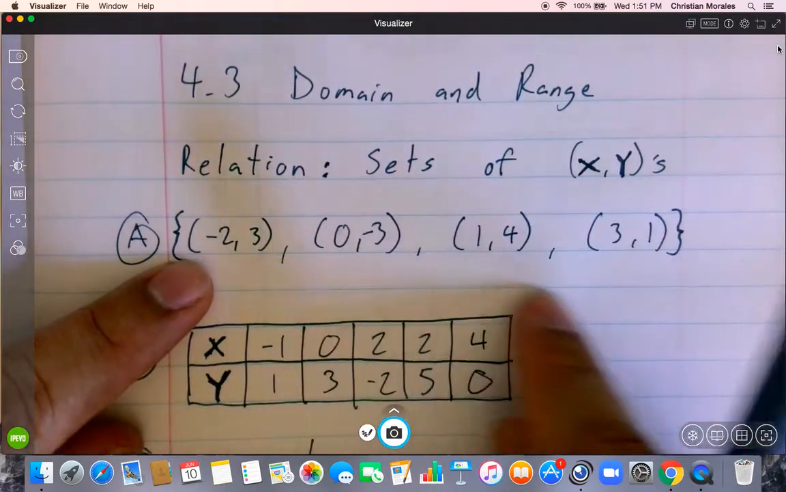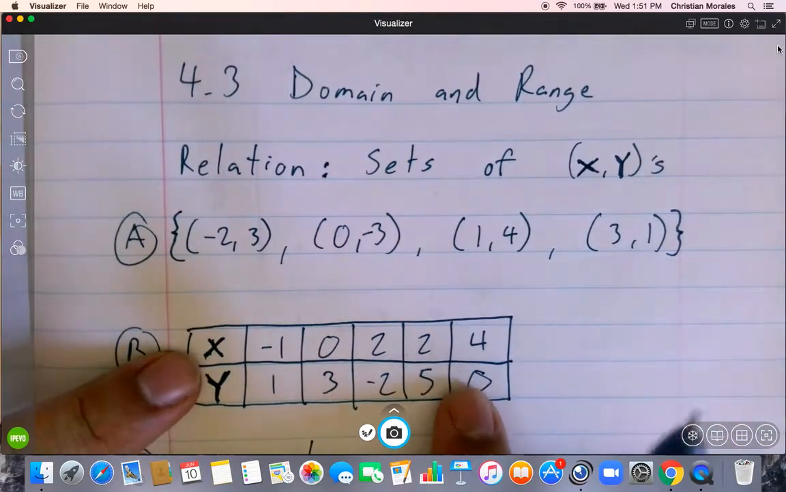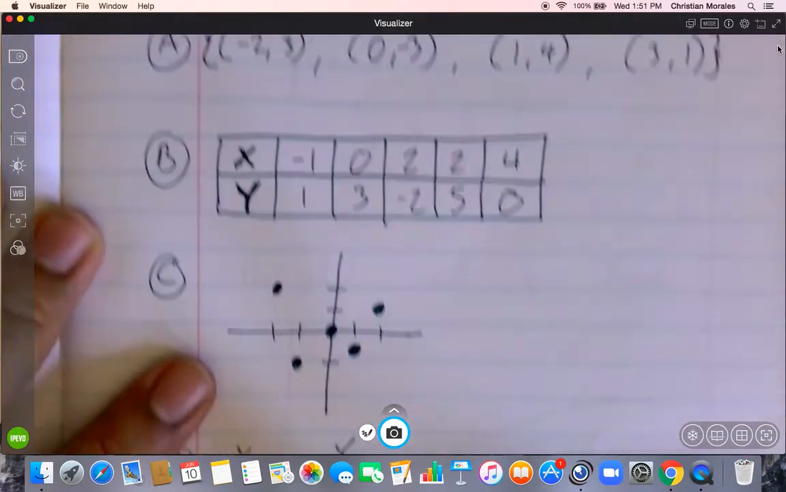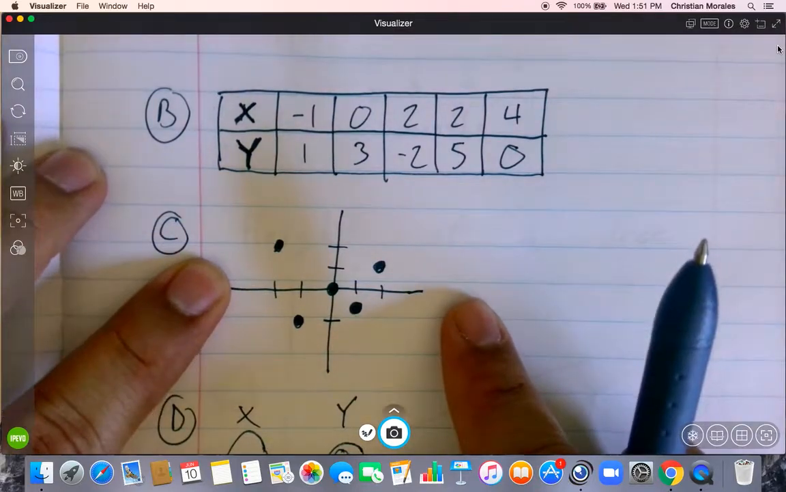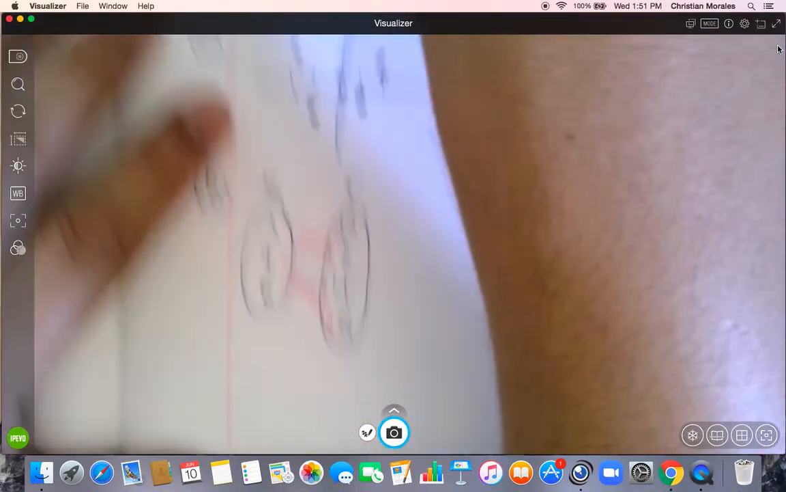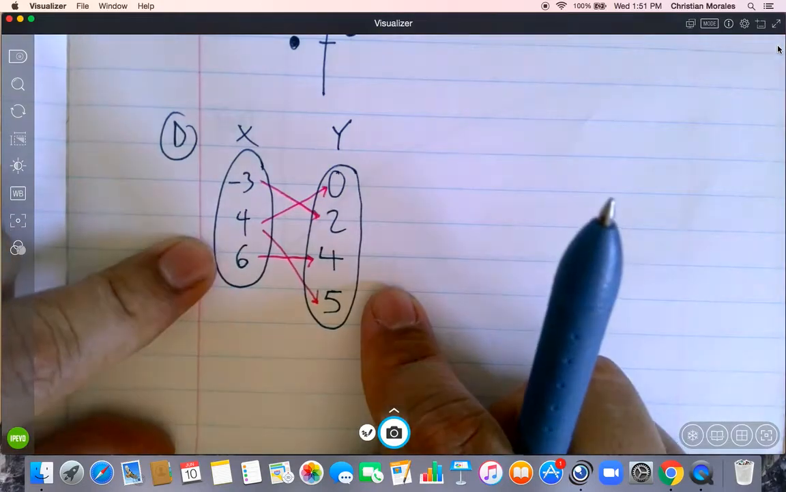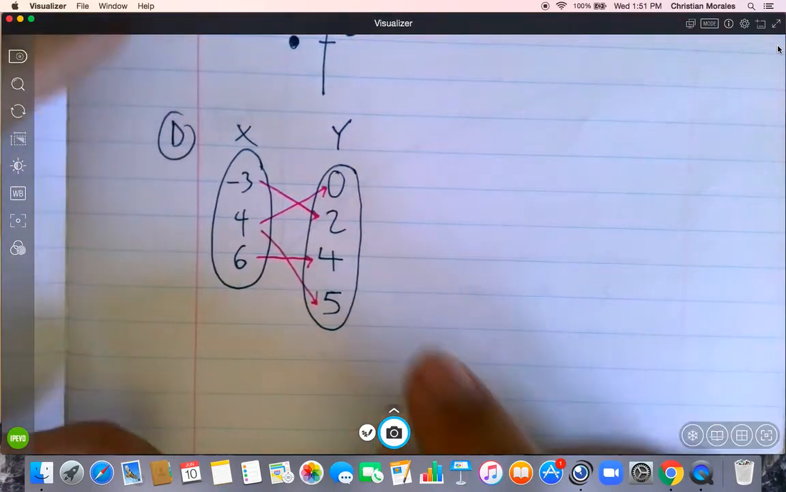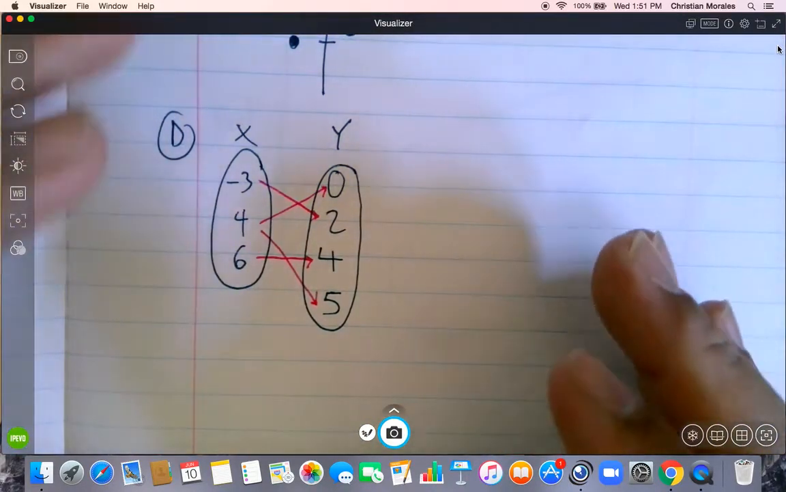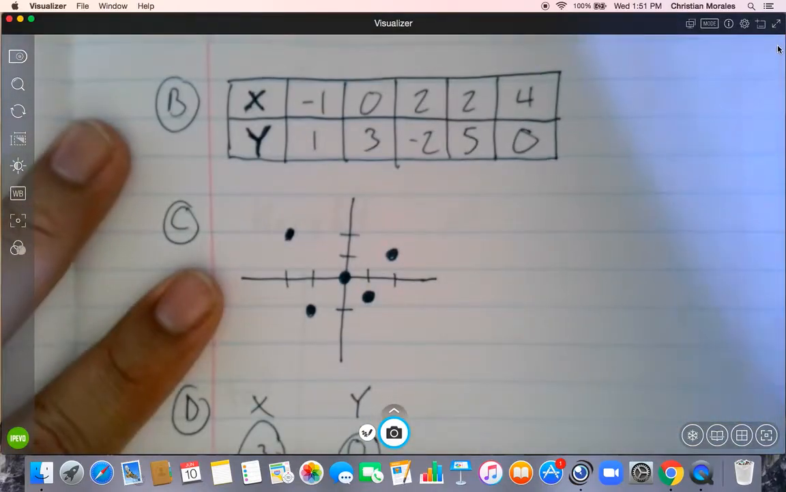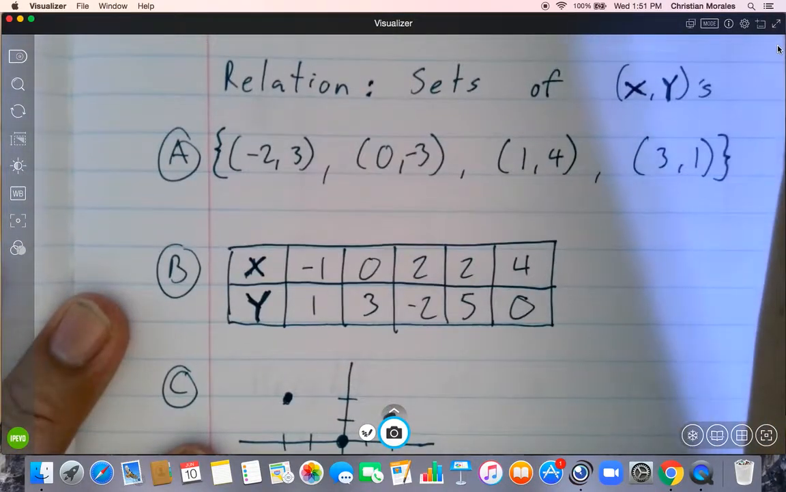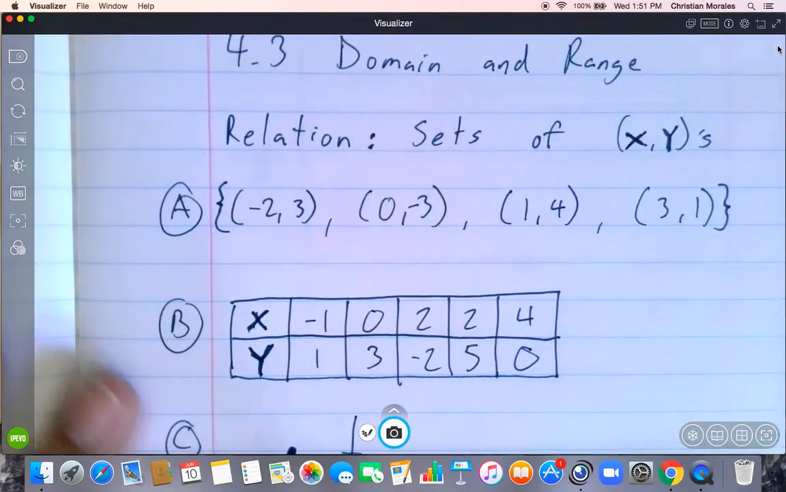These are a set of points that are being graphed together. This is a table of a set of points. This is actually the graph of the set of points. And this is called a map, mapping of points, okay? So all of these are relations. They're identifying sets of x's and y's. Now, the first thing we're going to be able to do is identify the domain and range of these problems.